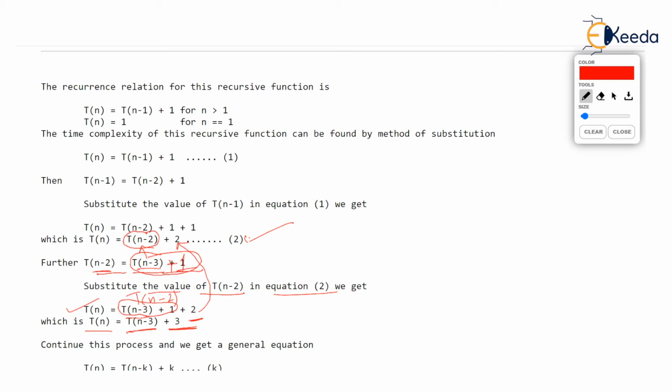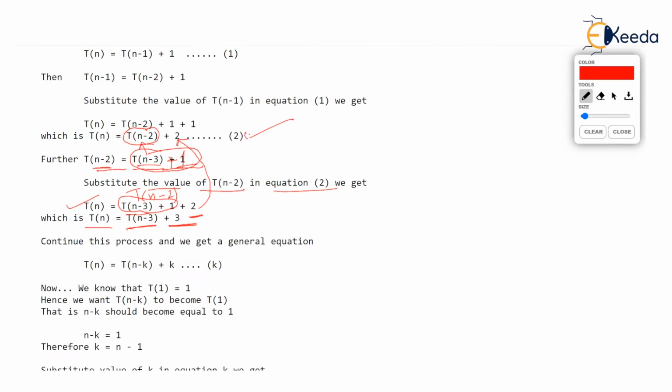Now if you continue this process, don't you see that we are getting some pattern, some general equation? It is Tn is equal to Tn minus k plus k. Like we will get Tn minus 4 plus 4, Tn minus 5 plus 5, isn't it? So we will get Tn is equal to Tn minus k plus k. Let's number this as equation number k.